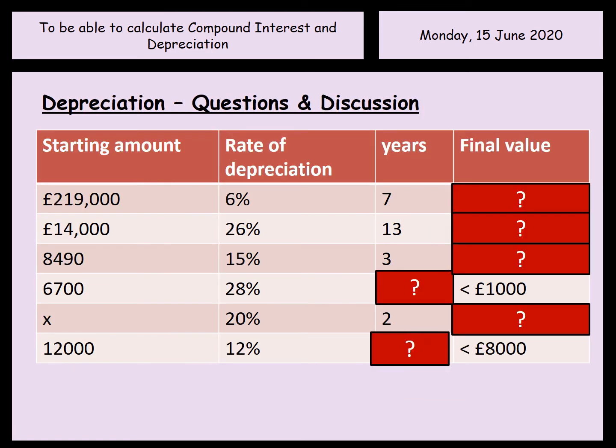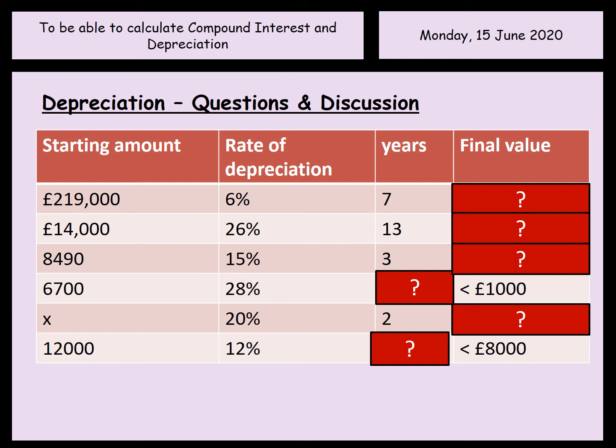So in this particular table, these are all depreciation ones, so these are all going down, these are reductions. I've added an algebra one in just to kind of mix it up a little bit. And these ones are the first time that we get below 1,000 and below 8,000. So again, pause the video, give it a go, see how you get on.